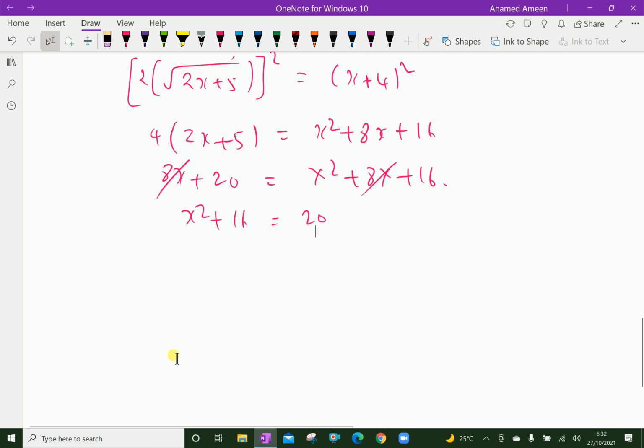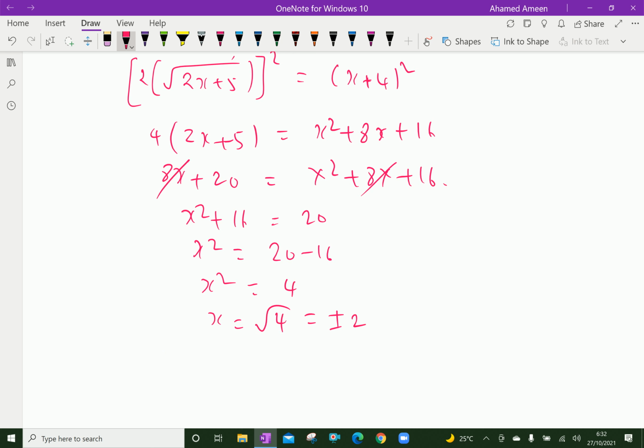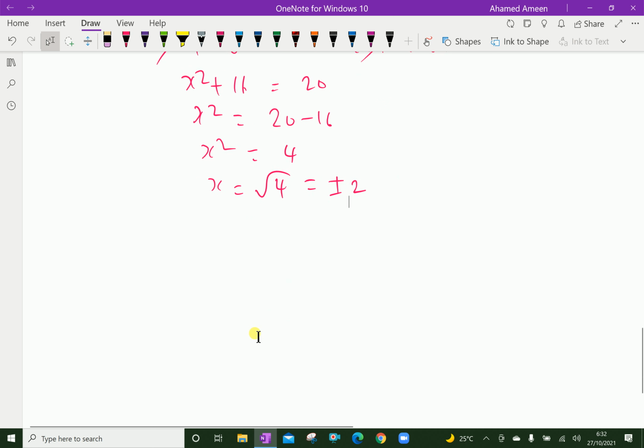Now, collecting the constants on one side, that is 20 minus 16, therefore x squared equals 4, x equals the square root of 4, we have plus or minus 2. Now we'll check the solution for the above equation.